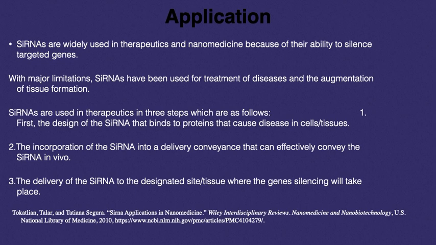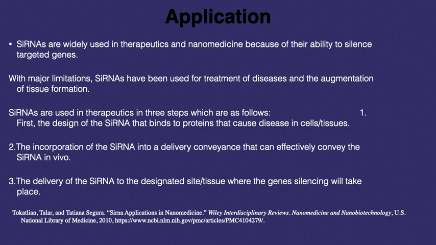It begins with the design of an siRNA that binds to the proteins in our cells or tissues that have that disease, or cancer cells, if you can say. That would be the first step. The second step is the incorporation of the siRNA into a delivery conveyance that can effectively convey the siRNA in vivo. So basically, the siRNA is not yet inside the cell, but the process of getting it there would be the second.